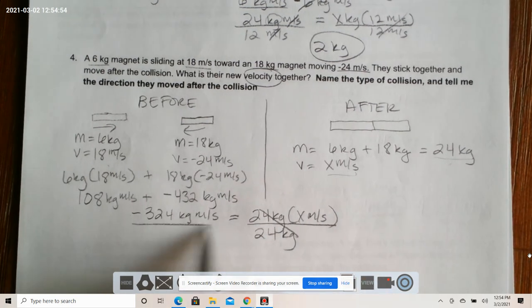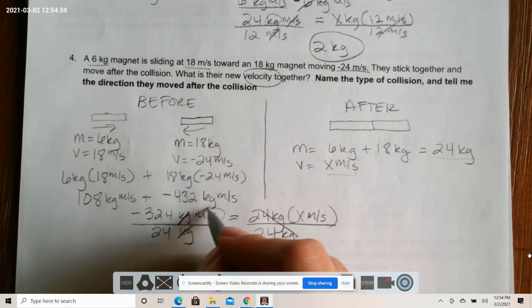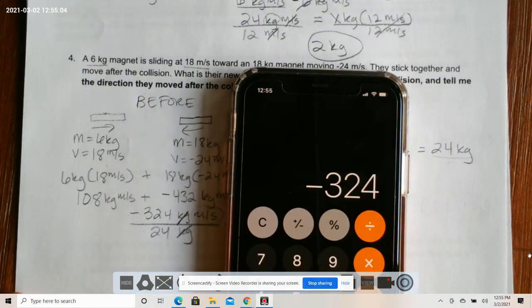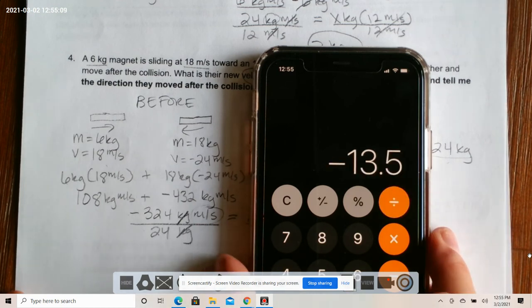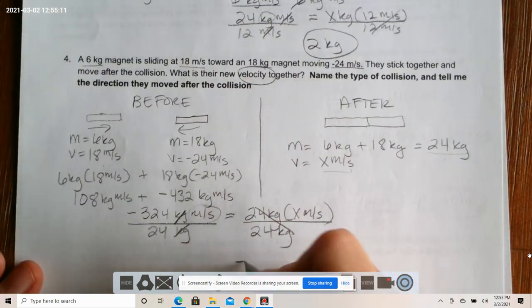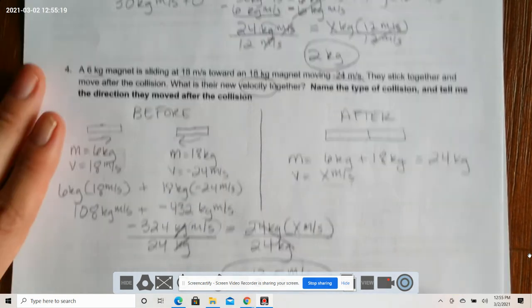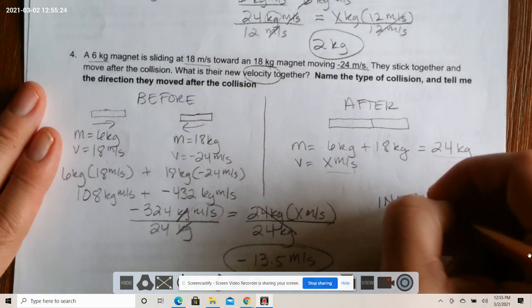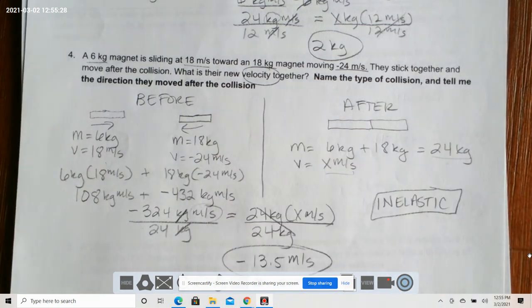And if I do that to one side, I got to do it to the other. Cancels kilograms, leaves me with meters per second. So I'm going to have negative 324 divided by 24 equals negative 13.5. And that unit is meters per second after the collision. So they stuck together. So remember, when we stick together, we're making an inelastic collision. Okay, that is it.